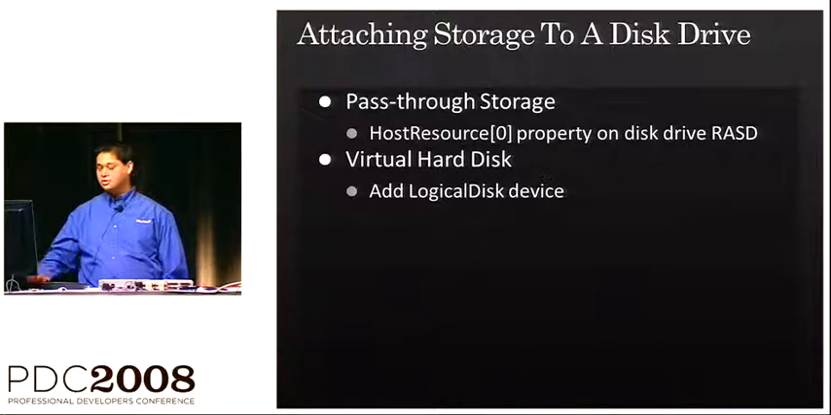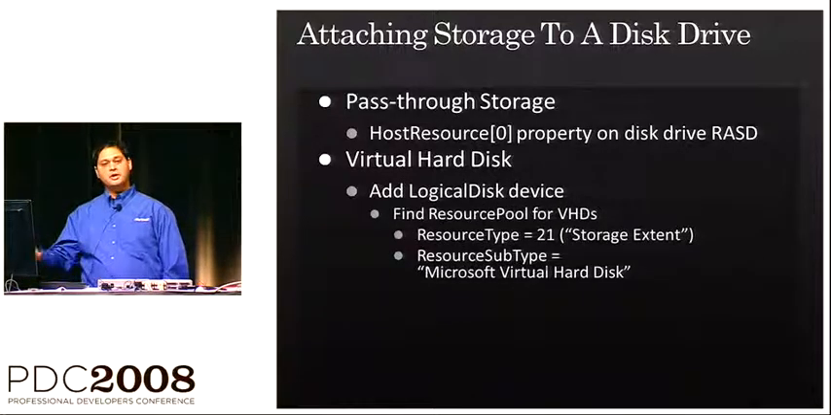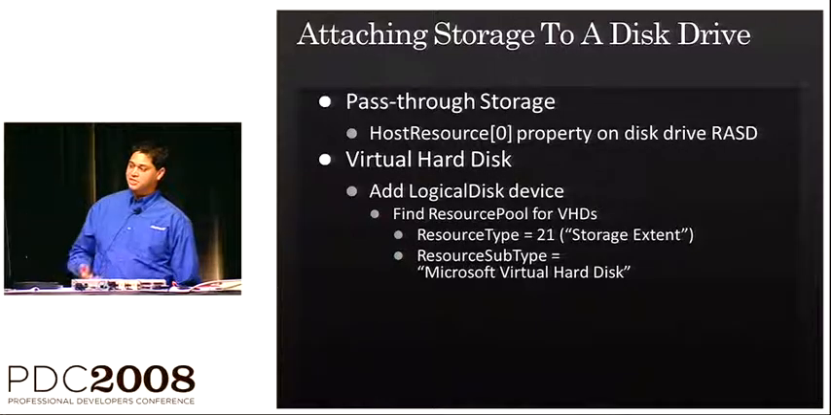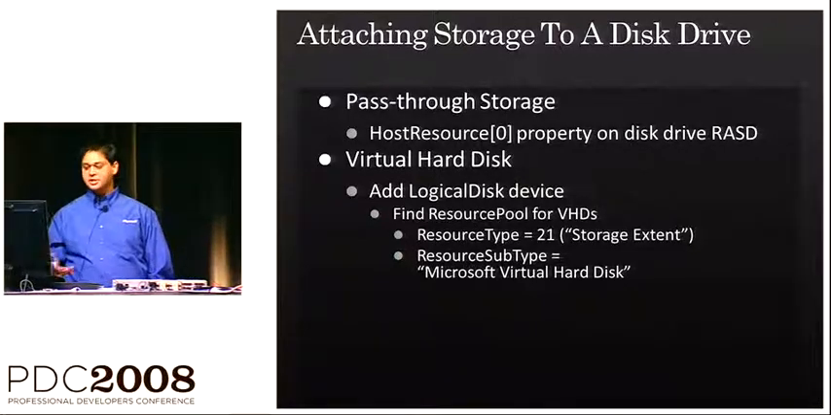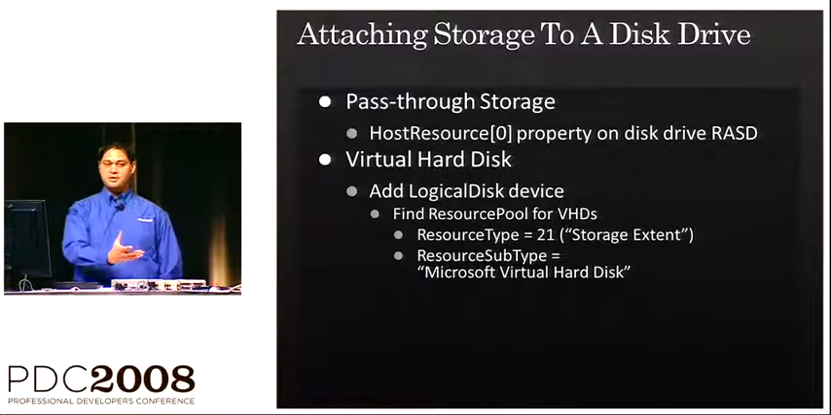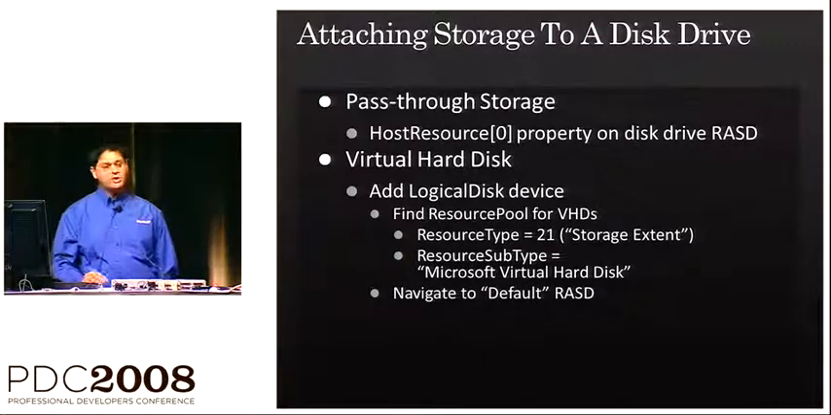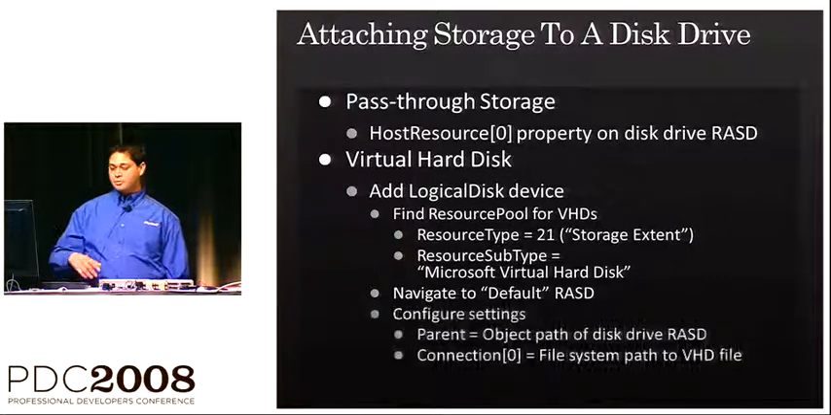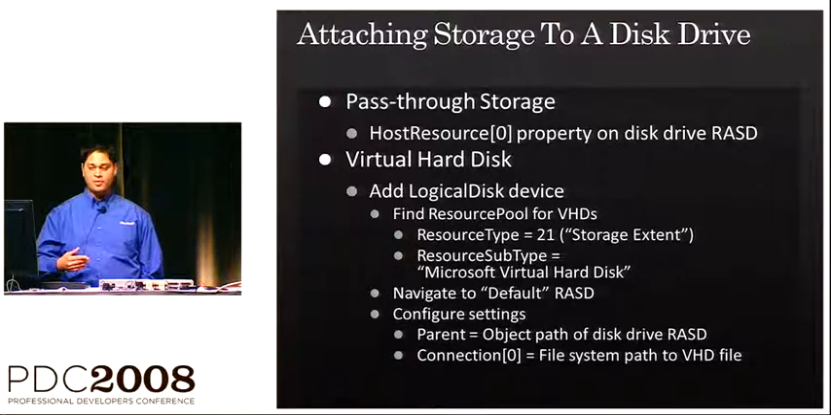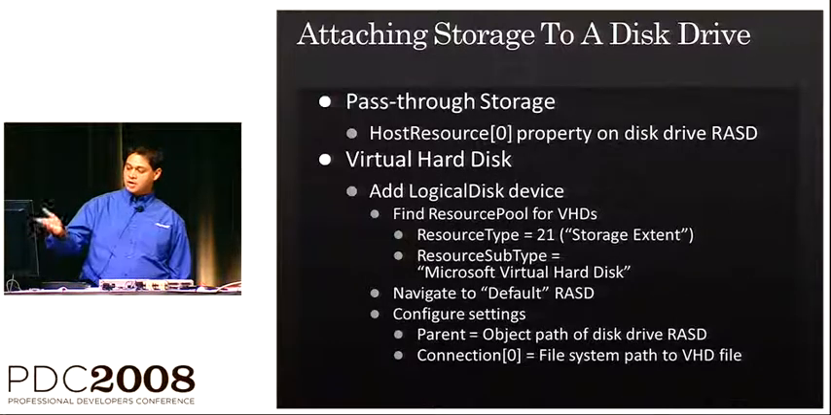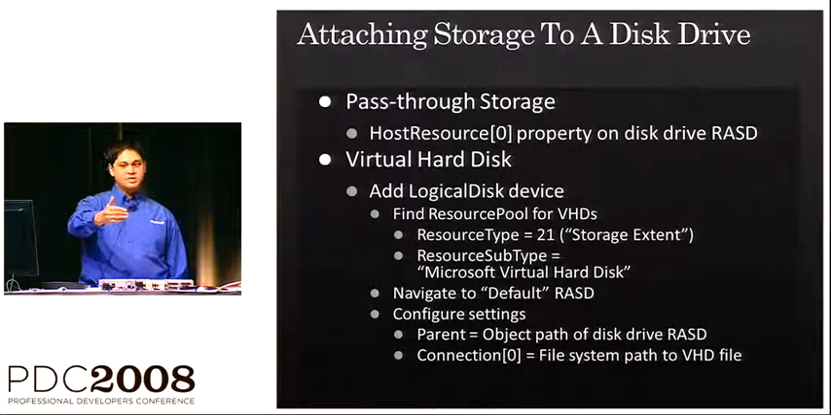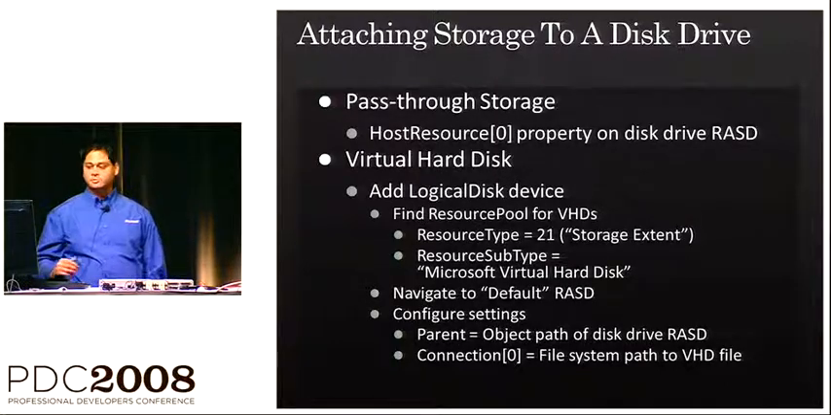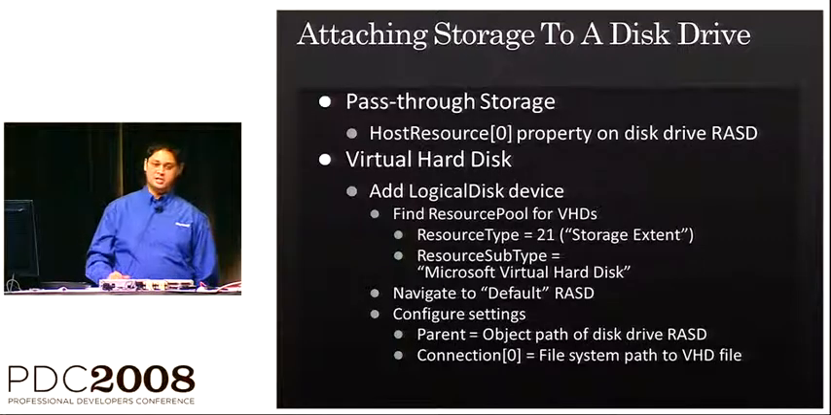So we have to add a logical disk device. Well, we go find a resource pool. Its resource type is 21, which stands for storage extent, and its resource subtype is Microsoft Virtual Hard Disk. So that's how you find the right pool. From there, you navigate over to the default RASD, get yourself a local copy of it, and configure whatever settings you need to on there. In this case, you set the parent to the disk drive RASD that you just added to the VM, and the connection property to the file system path of the VHD.